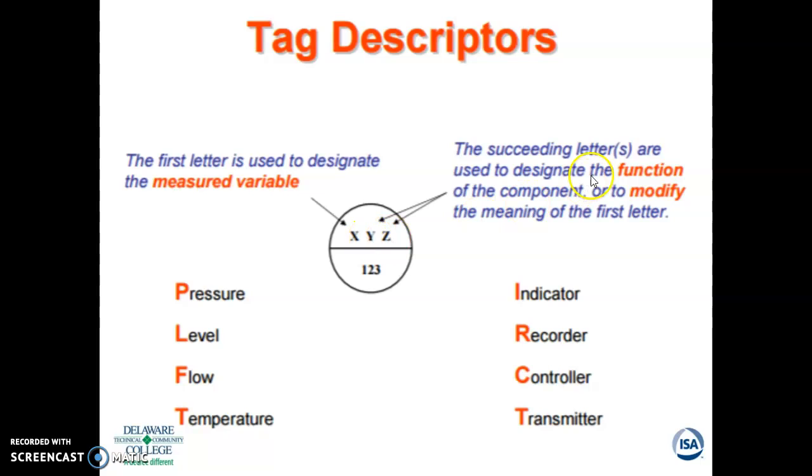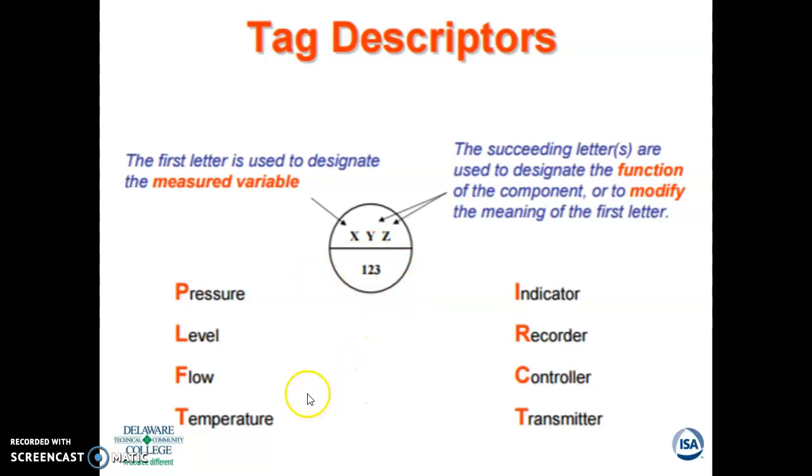Then the succeeding letters will give you the designated function of the component or modify the meaning of the first letter. So we have I. Sometimes you'll see LIC, a level indicating controller. You might see R for recorder, and you might see T for transmitter. Have you seen TT, temperature transmitter, like 101? And then the loop number at the bottom goes with all of them.